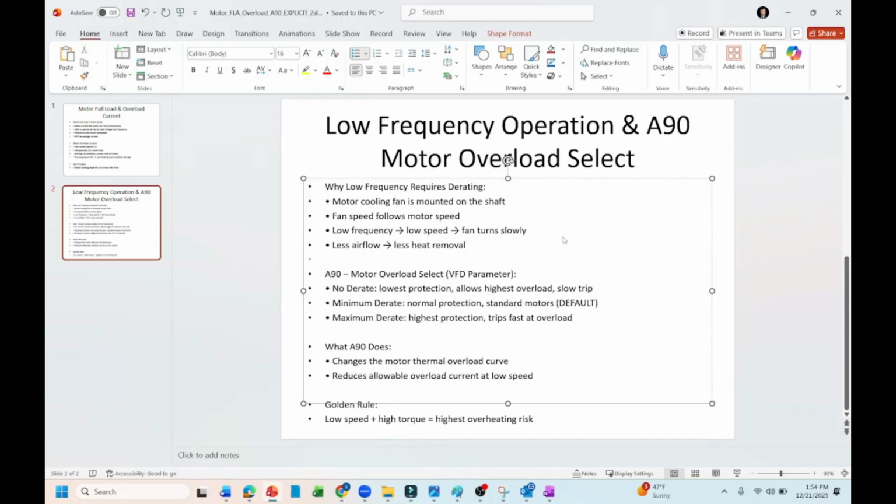If you look at the options you have in A090, the motor overload selection: no derate is the lowest protection. It allows the highest overload, and it's a very slow trip. Minimum derate is normal protection; standard motors default to that. And maximum derate is the highest protection, and it trips faster on overload, because you decrease the overload current, especially at the lower frequencies that you have.